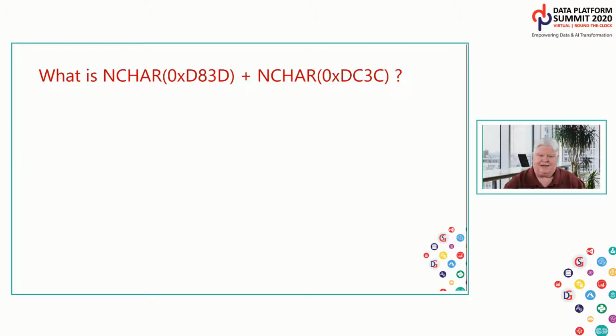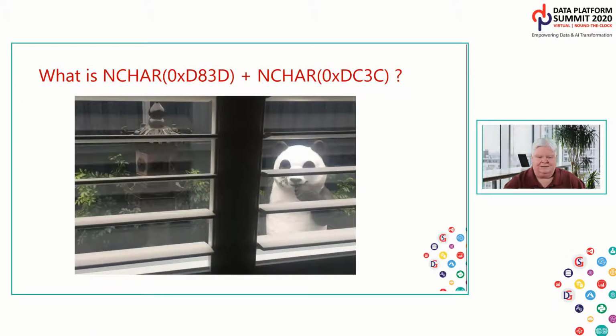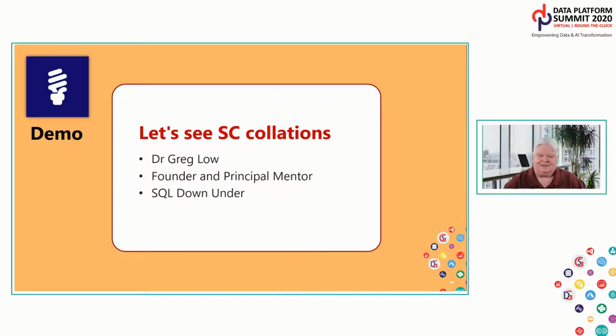Now, if you look at a character like nchar and 0xD83D, that returns a specific character. And similarly, I've got another one over to the side there, DC3C. But if you select the two of them together, you actually get a different outcome. And as a hint, here's my friend Snow, who lives in our backyard. He's not real, but I'll show you how he fits into the story. So we'll take a look at SC collations.